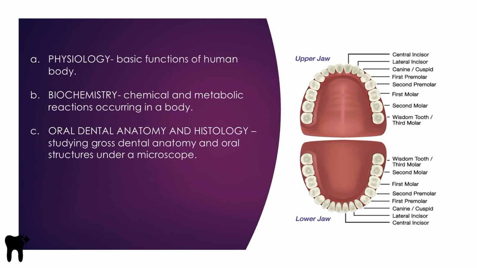Now comes your next subject, your physiology. In physiology, we learn how a normal human body looks like and how it functions. This helps you to learn the basic functioning of a human body. It includes various systems, your circulatory system, your nervous system, respiratory system, digestive system, skeletal and muscular system.